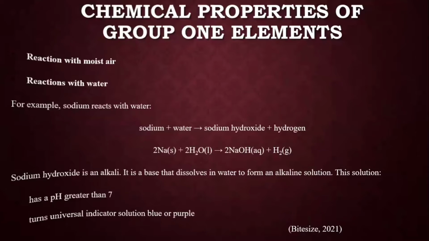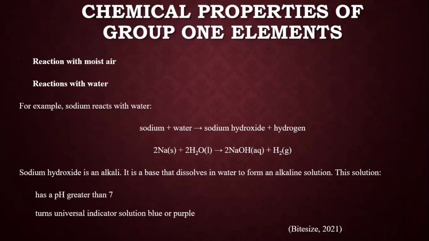On the next slide, we will talk about the chemical properties of group 1 elements. It is said that the atoms of group 1 elements all have one electron in their outer shell. This means that the alkali metals all have similar chemical properties. That is, number 1, reaction with moist air. Group 1 elements basically react with moist air. They are stored in oil to stop air and water vapor from coming into contact with them. Moist air reacts with potassium to form potassium oxide. This creates a layer over the surface of the metal.